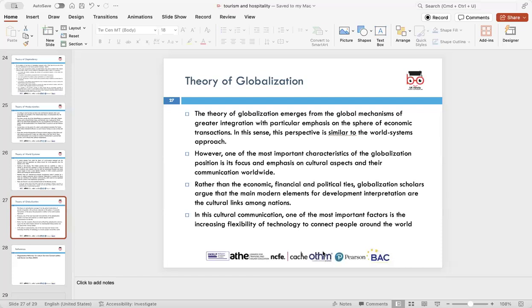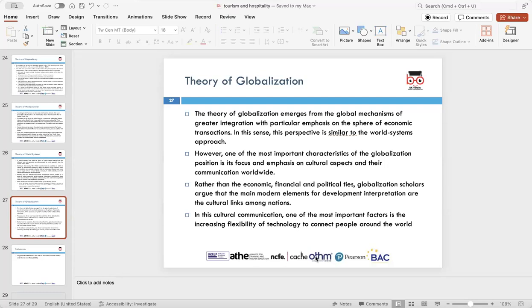The theory of globalization emphasizes the interconnection of the modern world, particularly through economic integration. So this perspective, though similar to world system theory in its economic focus, adds the significant role of cultural exchange in shaping global relationships. Globalization scholars argue that cultural interactions across borders are now as important as economic and political connections in driving development.